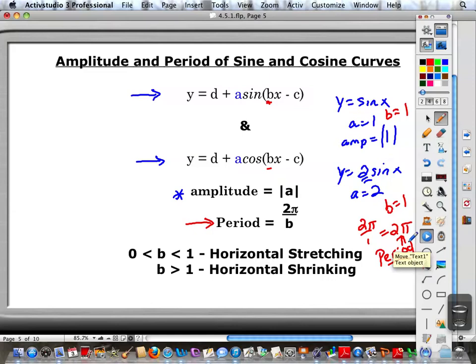And I'm not going to worry too much about the stretching and shrinking. If b is a fraction, remember that's going to stretch the graph out. It's going to make the period longer. And if b is greater than 1, then it's going to compress that. If I make b larger, then 2 pi divided by b becomes a smaller value, and my period gets shorter. The graph will start to repeat itself faster, whereas when it is a fraction, the graph will stretch out. It will take longer to start that repeating pattern. So we're going to look at a couple more graphs using these ideas.